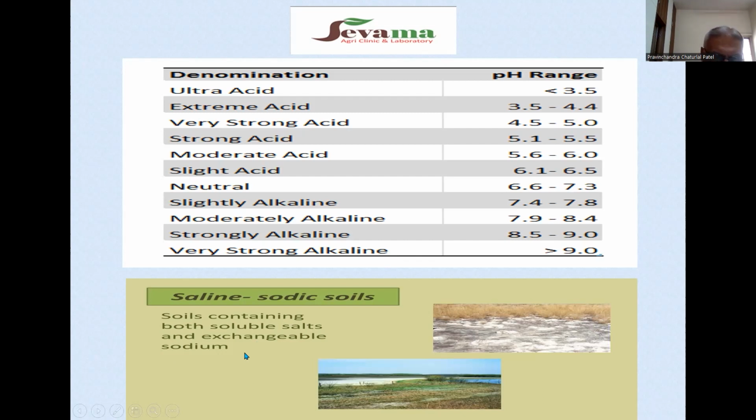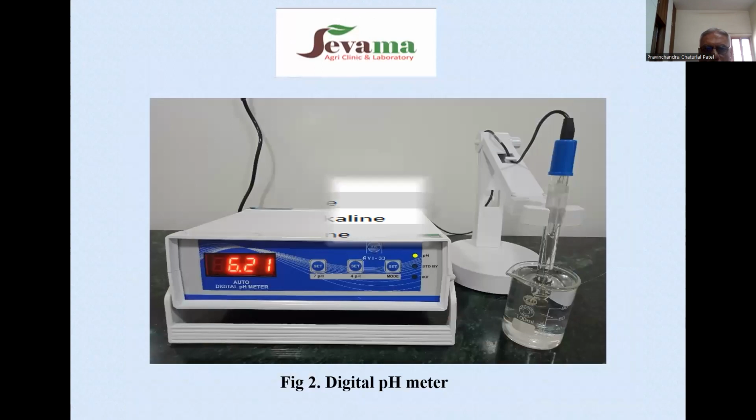As we know, when the sodium content in blood increases, there will be a blood pressure problem. We can measure the soil pH using a digital pH meter.